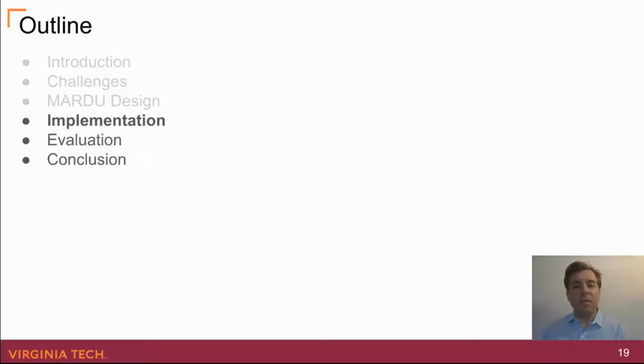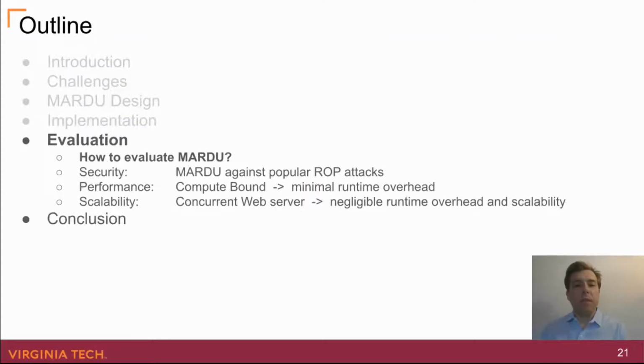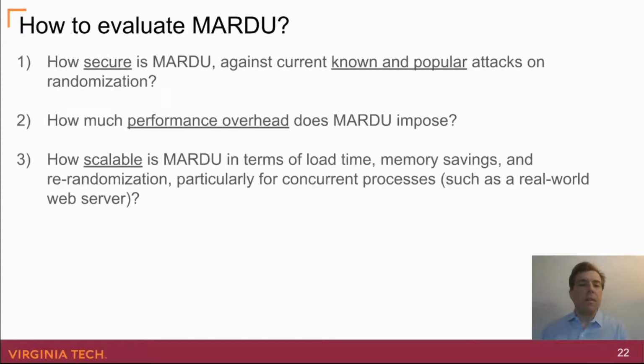So we have created a working prototype of MARDU, which consists of a compiler and runtime components, where we used LLVM for implementing the MARDU compiler and made a few Linux kernel modifications to support our runtime. In addition, we used musl, a simplified libc implementation. Next, we'll move on to the evaluation. So for our prototype, we're able to evaluate MARDU on the three important fronts that we've been talking about throughout this presentation: security, performance, and scalability.